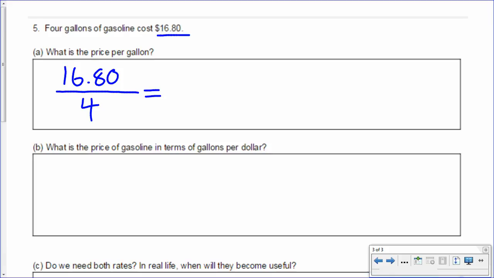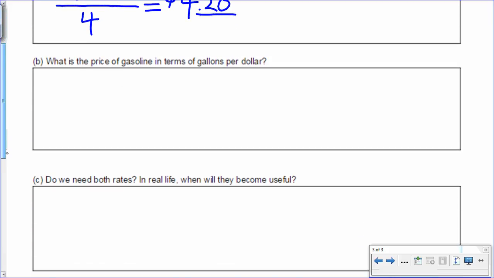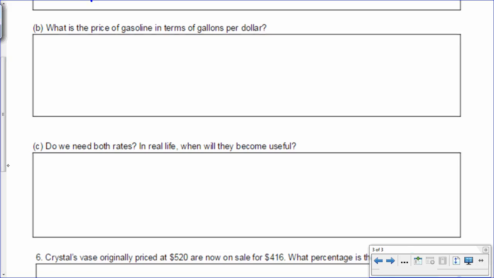So if we do the division, we find out that a gallon of gas costs $4.20. So that's pretty high. Gas has probably come down quite a bit since this slide was made, so it may be for premium in California or something. So anyway, now we have a different question.